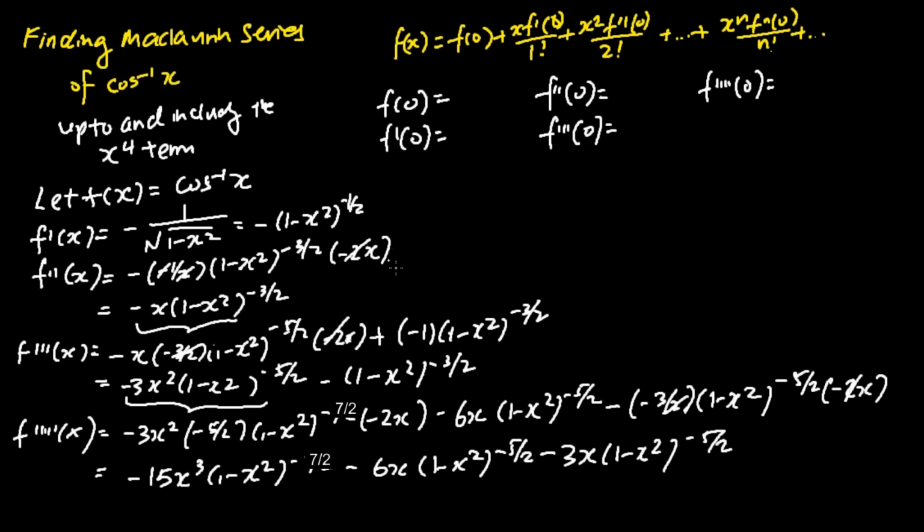So once we have found what is my f(x), f prime x, f double prime x, f triple prime x, and f 4 times prime x, I can substitute x equals 0 into the following functions. So I substitute x equals 0 into f(x), basically it just equals cosine inverse 0. So cosine inverse 0 is basically pi over 2.